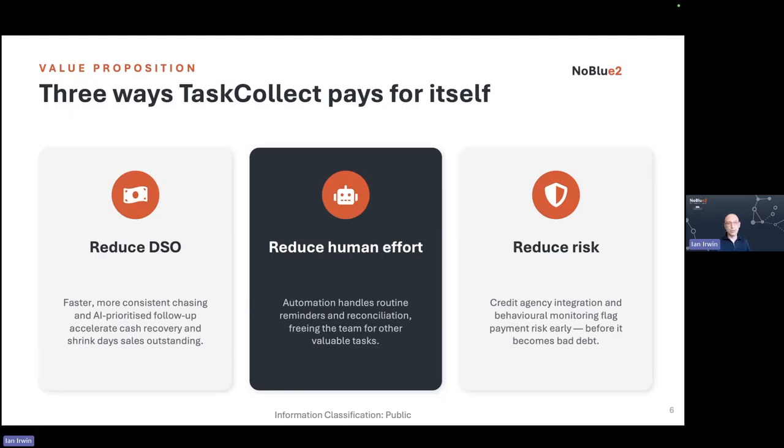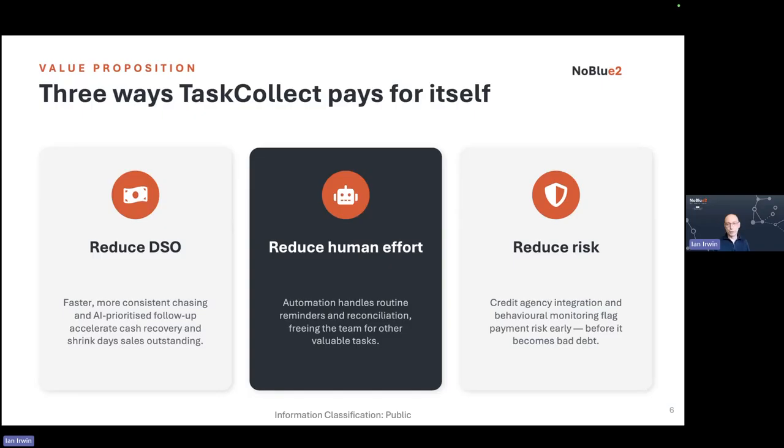3 massive value propositions that TaskCollect delivers to you. Firstly, reduction in days sales outstanding, or days beyond terms, however you like to think about it in your organization. Our objective is to accelerate cash receipt into your organizations. Reducing human efforts. And this is an area where we take great pride, and we look very diligently at the ways we can leverage automation to minimize the amount of effort that's required by members of the finance team in processing transactions into NetSuite.